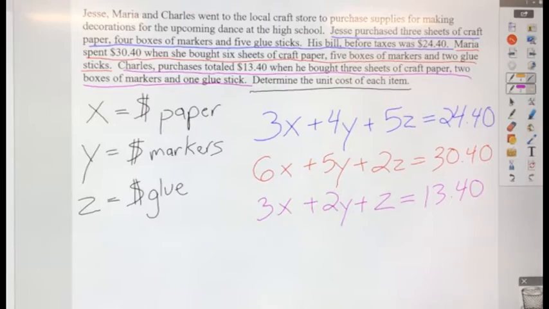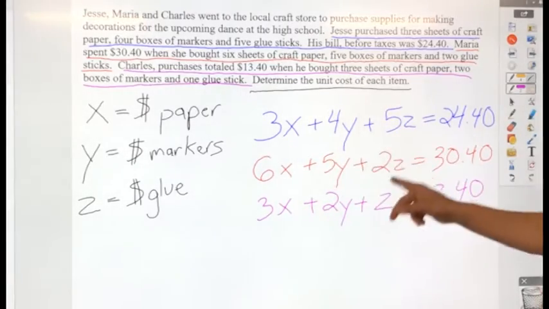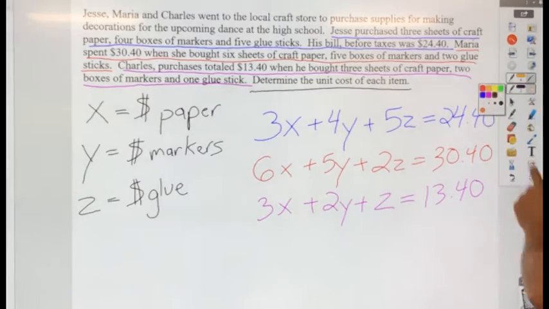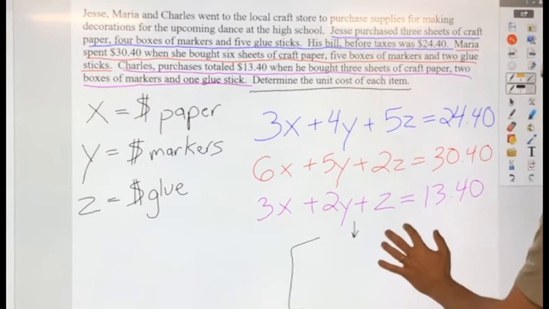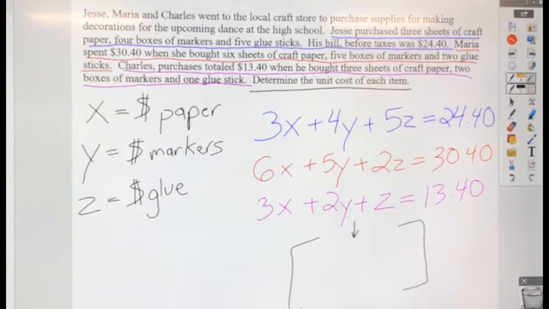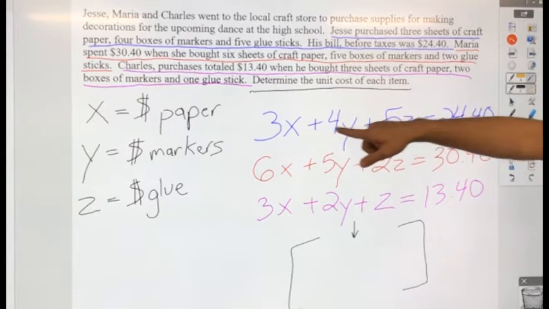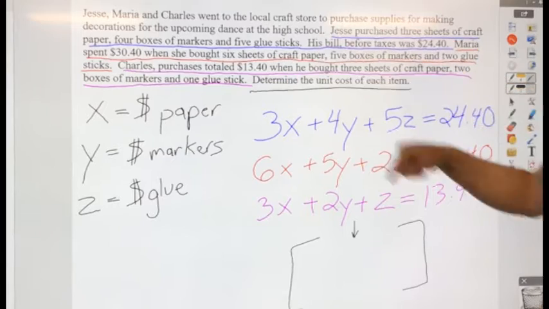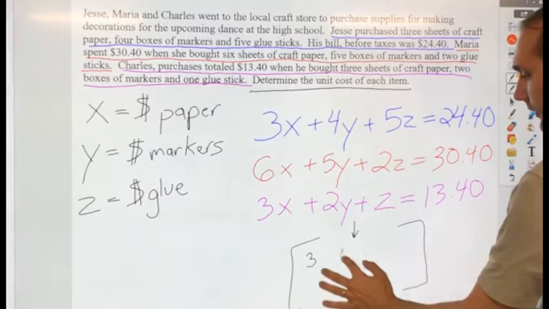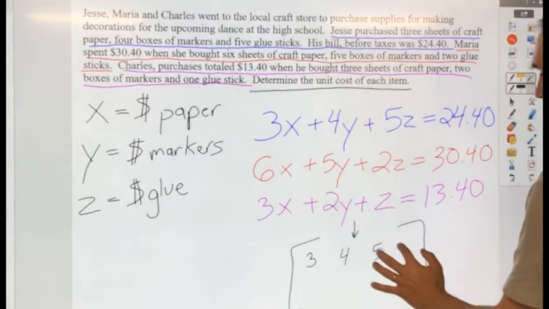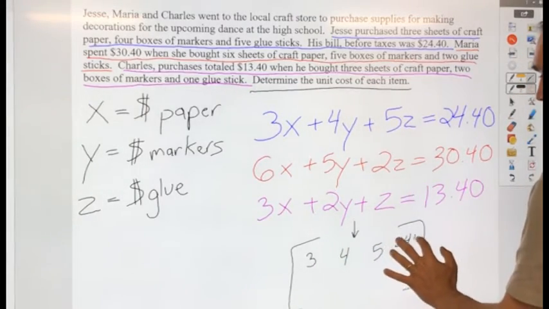Now, here is our system. 3 variables, 3 equations. To solve this, we want to turn this first into a matrix. So let me go ahead and do that, where my first row is going to be my first equation, where I'm just going to grab the coefficients. So what number is in front of my x? 3. The number in front of my y is 4, 5, and then 24.40.